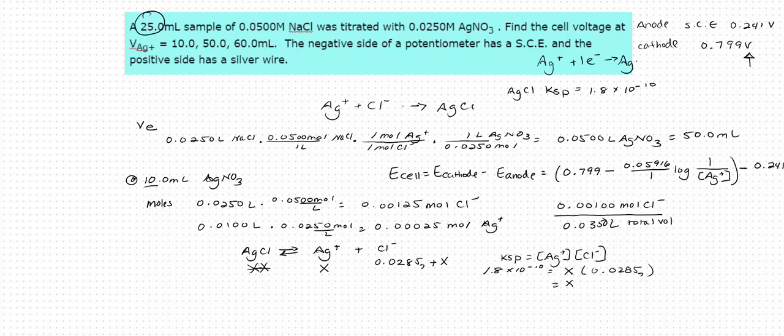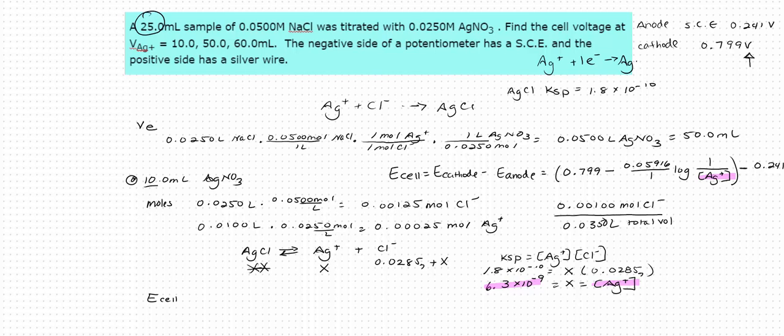So then I can find this X, and the X is the concentration of the silver. I can find this X fairly easily by dividing my 1.8 times 10 to the negative 10 by 0.02857, whatever was in my calculator. And I actually get a nice even 6.3 times 10 to the negative 9. Now that represents the concentration of silver. So now I can fill that value into my master equation.